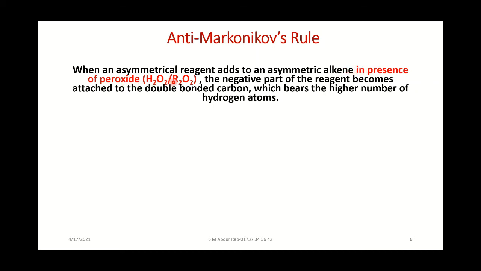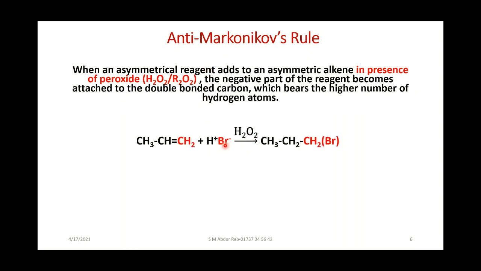in the presence of peroxide R2O2, the negative part of the reagent becomes attached to the double bonded carbon which bears the higher number of hydrogen atoms. In the case of Markovnikov's rule, the negative part becomes attached to the carbon which bears the lesser number of hydrogen atoms. But in this case, in the presence of peroxide, the negative part of the asymmetric reagent becomes attached to the carbon which has the higher number of hydrogen atoms. That's why this reaction is called anti-Markovnikov's rule, because it is the reverse of Markovnikov's rule.